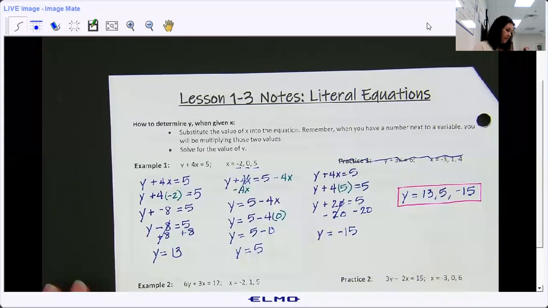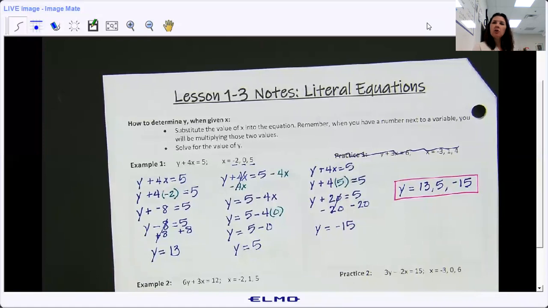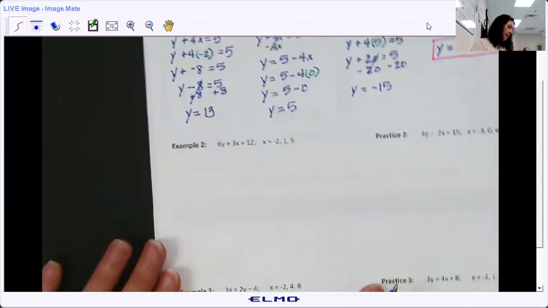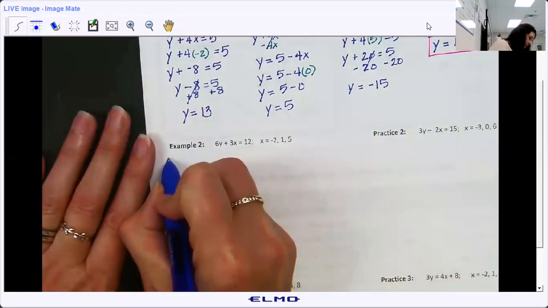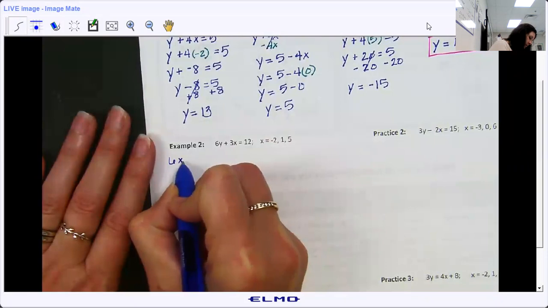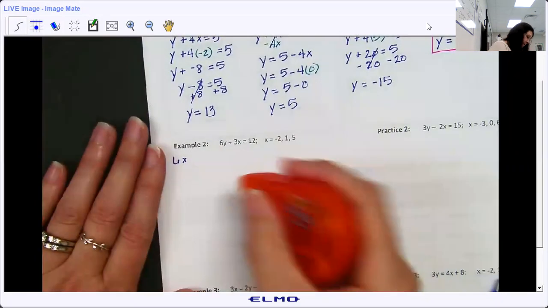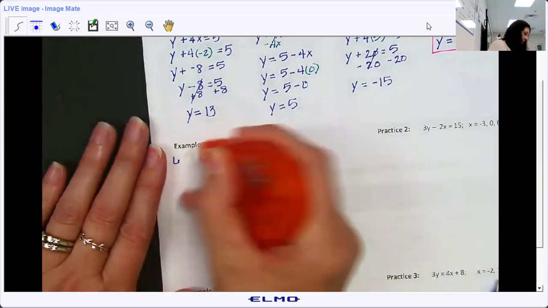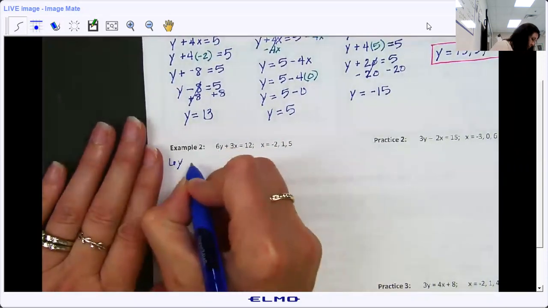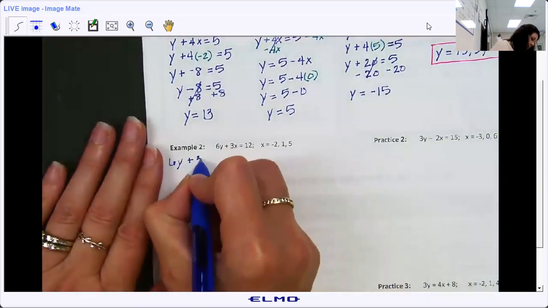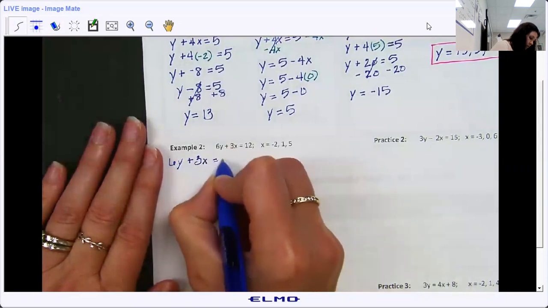Okay, we're going to go ahead and move down to examples 2 and 3, and I'll go a little bit quicker since you know the format of how this is going to work. I am going to just go ahead and write down my equation. 6y plus 3x equals 12. And if you know how to do this and you want to stop the video and just check your answers, you may do that. Sometimes that's the best way that people learn.